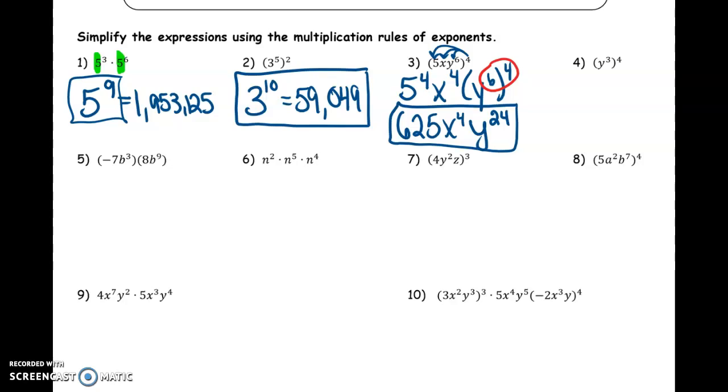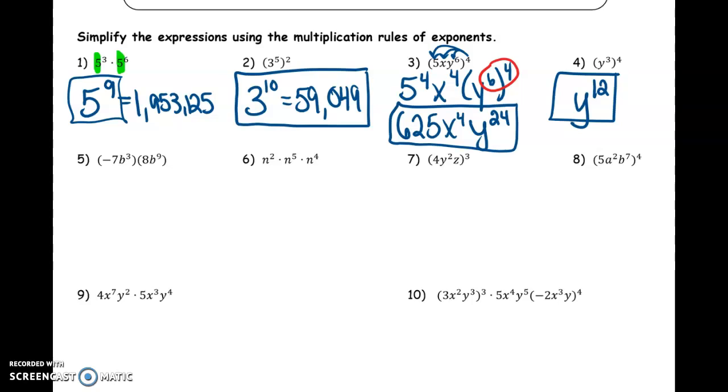Notice that we cannot combine the x to the 4th and the y to the 24th because they have different bases, right? So again, different bases here, we can't combine anymore. So my final answer is just 625 x to the 4th, y to the 24th. In number 4, and this is just your basic power of a power, we bring in variables. So we multiply, we're going to have y to the 12th. You can't simplify that to a number because y is just a variable. In number 5, here we're now bringing in some numbers and variables.